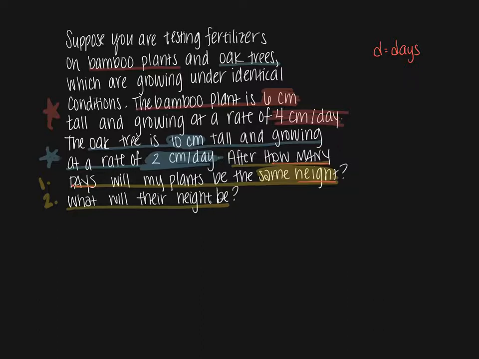So let's think about my bamboo plant over here. So if I have my bamboo plant and I have the number of days and its height, I know that it started at 6 centimeters. So at day 0, its height is 6. And it's growing at a rate of 4 centimeters per day. So what about the first day? At the end of the first day, well, it was already 6, and it grew another 4. So I'm going to get 10. And at day 2, I have to add another 4 centimeters, so it's going to be 14.